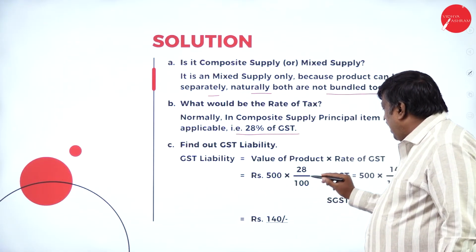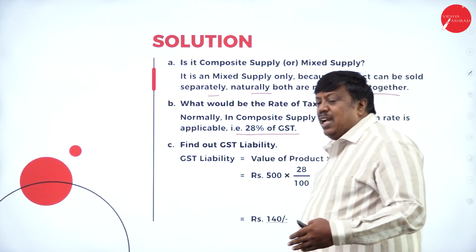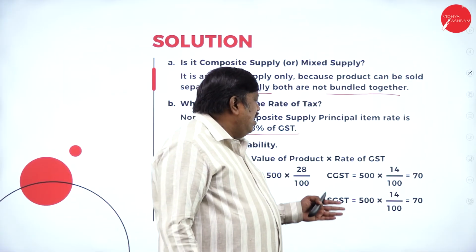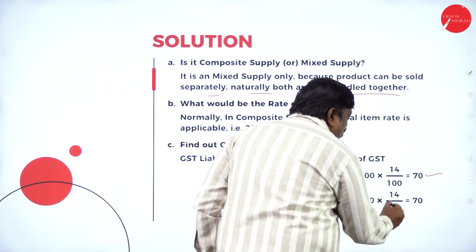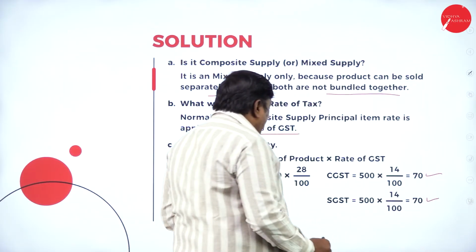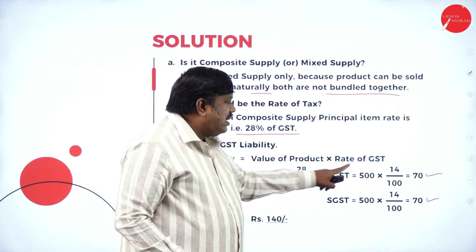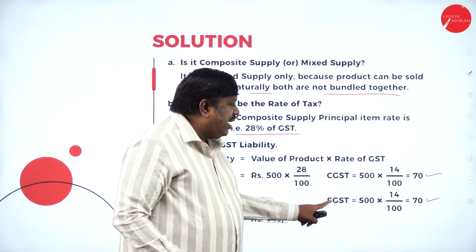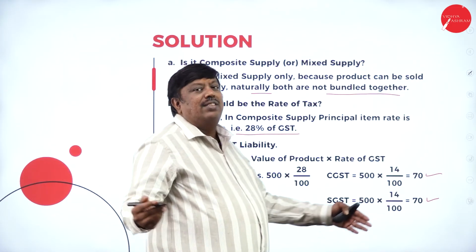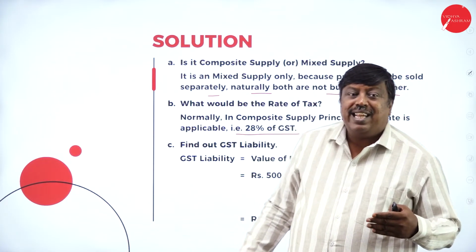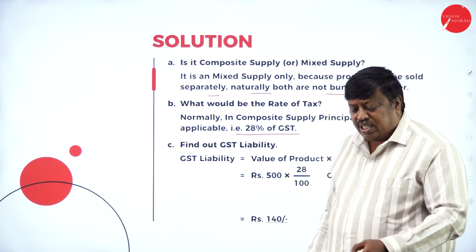500 into 28 by 100 will be 140. In this, the CGST and SGST will be calculated. 500 into 14 is 70 rupees, and 500 into 14 is 70. So the rate of GST is 28% here, but for the central government I have to pay 70 rupees and for the state government I have to pay 70 rupees because it is an intra-transaction. Whenever it is an intra-transaction, we have to calculate CGST as well as SGST.